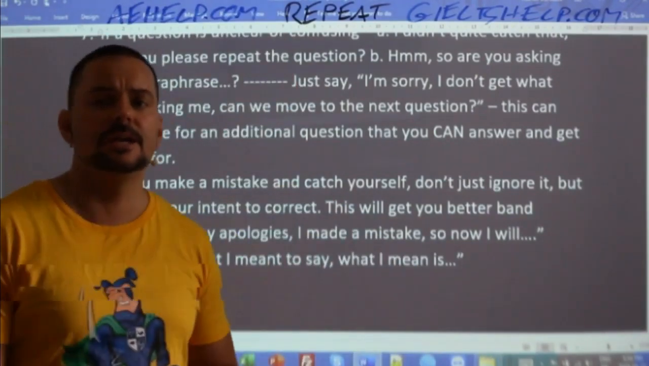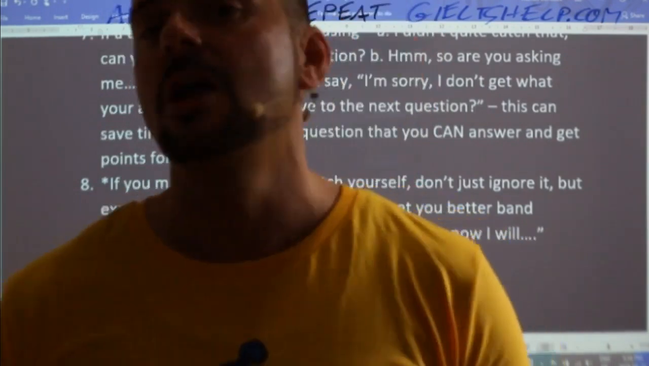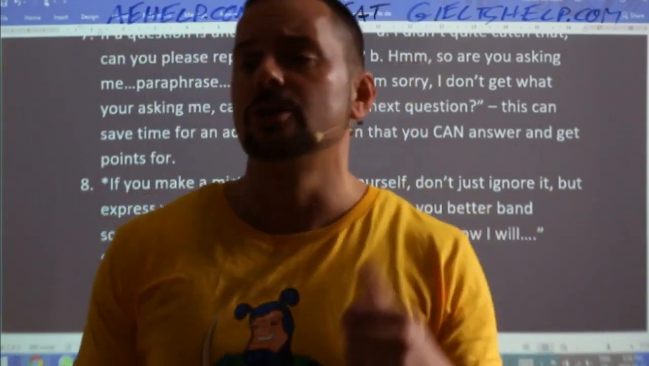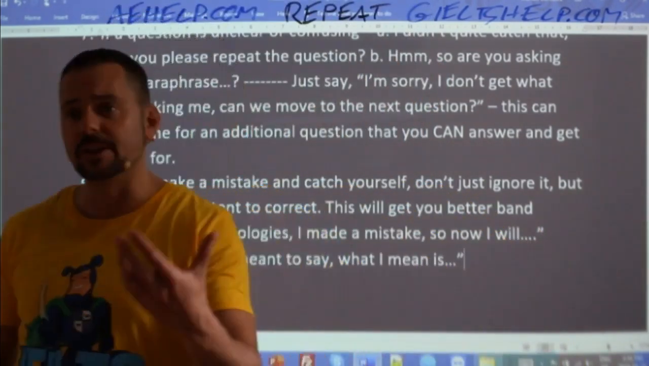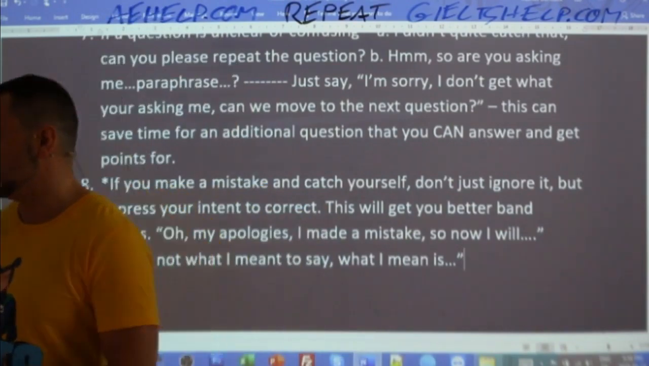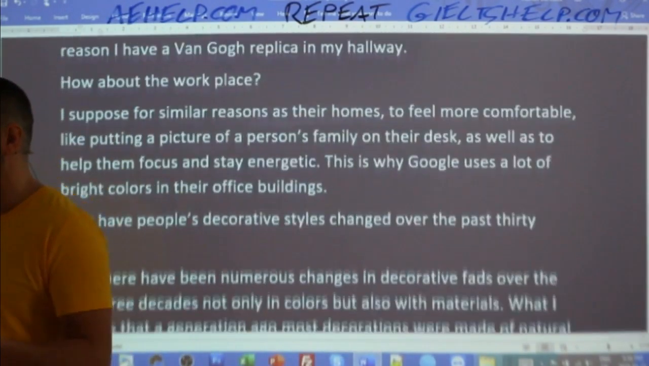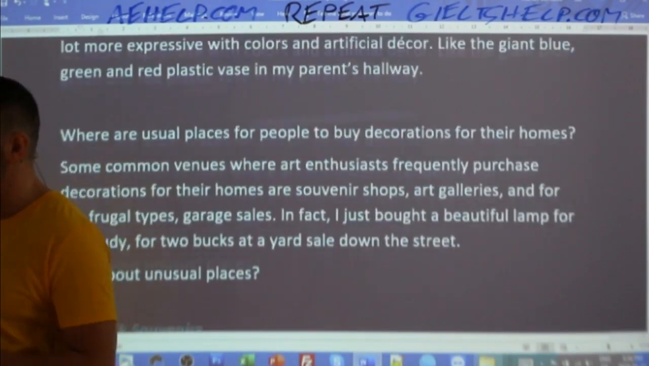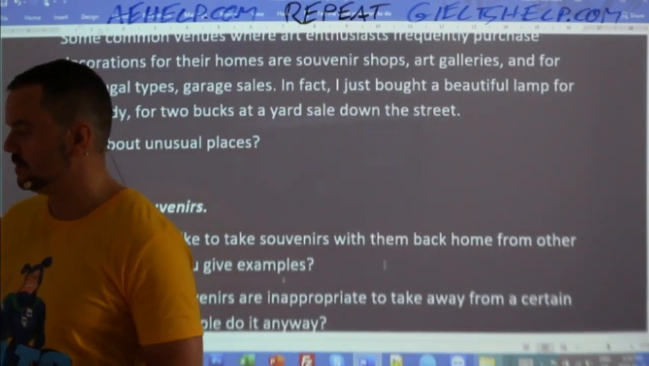Begzad says, what if the examiner says just continue with this question? Then just continue with the question, mostly repeat or paraphrase your previous answer if it was the unusual one, but still let them know that you realized your mistake. So you can still say, oh, okay, sure, no problem. I'll restate what I said, but I do realize that the last question was the usual places to get decorations and not the unusual places.